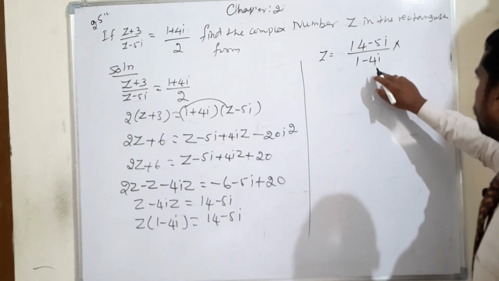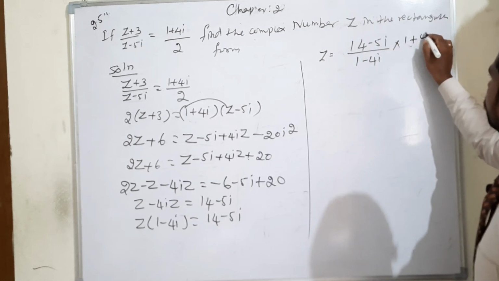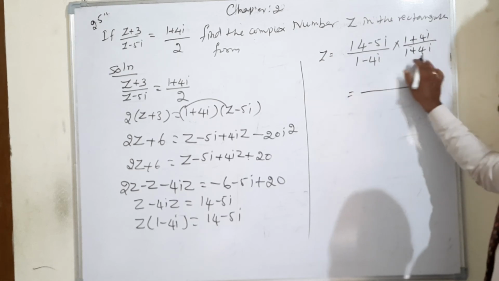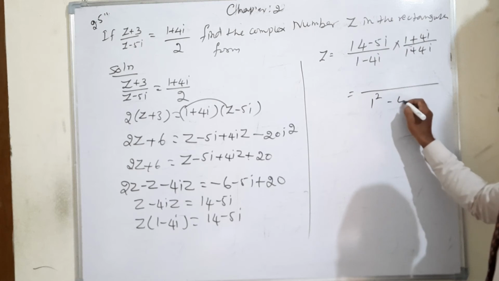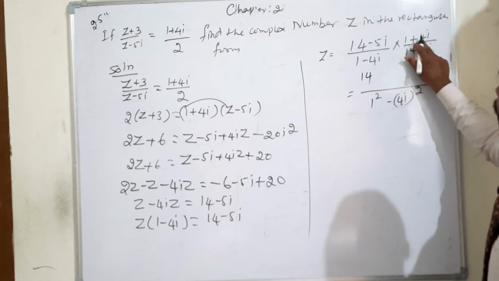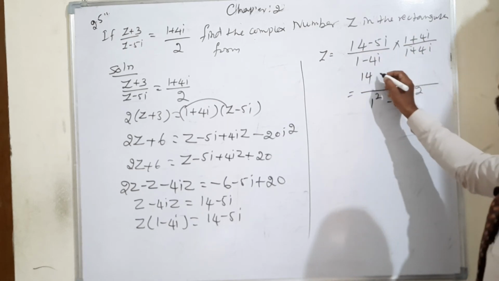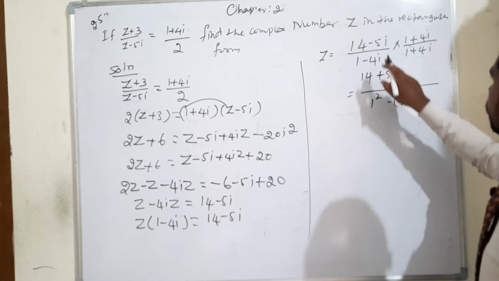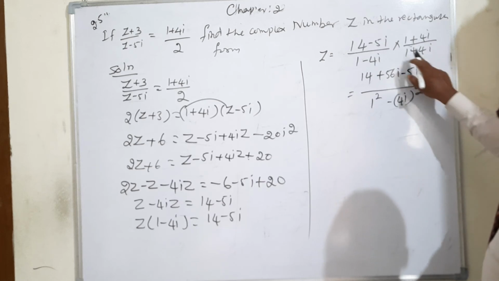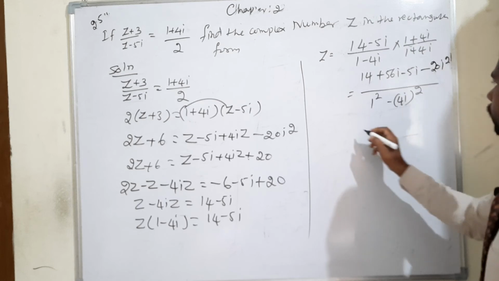Then, for the conjugate, multiply both sides by (1 plus 4i) divided by (1 plus 4i). The denominator is in the form (a plus b)(a minus b), so 1 square minus (4i) square. Here 14 into 1 is 14. Listen very carefully. 4 into 4 is 16, so 40 plus 16 is equal to 56, so plus 56i. Then minus 5i into 1 means minus 5i. Then plus into minus, minus 5 into 4, 20i square.